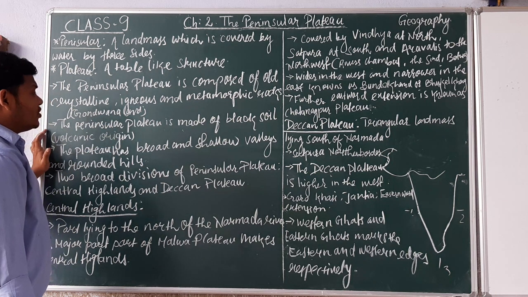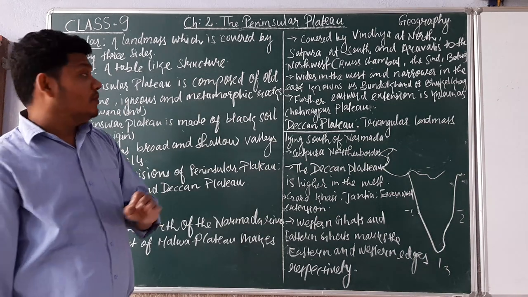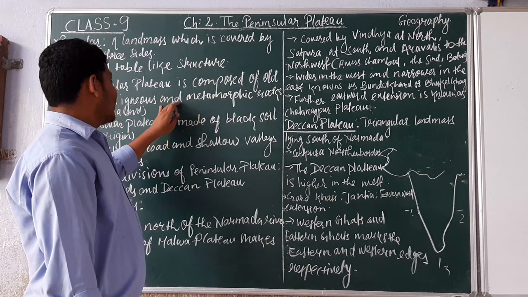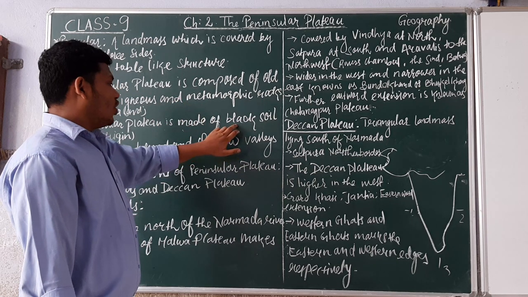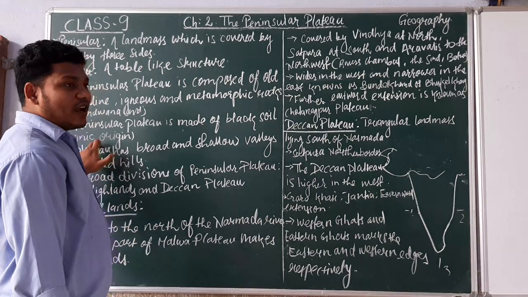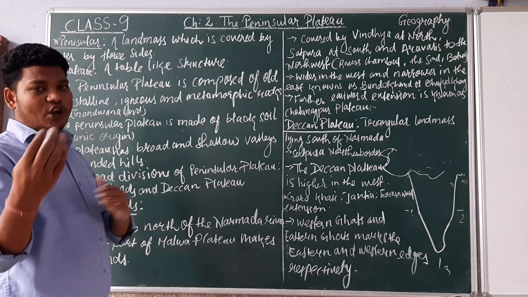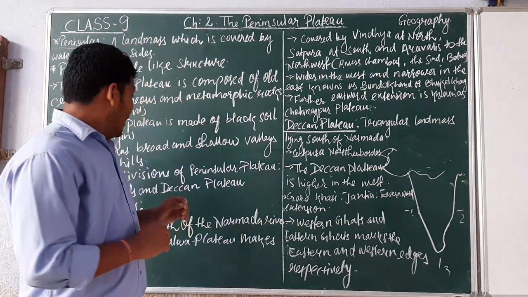The Peninsular Plateau is made of black soil, because the igneous rock turns into black soil. And this black soil is of volcanic origin. It is formed by volcanoes from the collision of tectonic plates. Earlier I discussed the collision of tectonic plates.